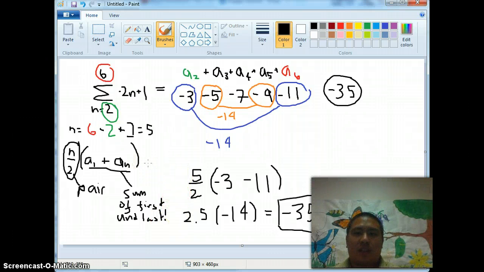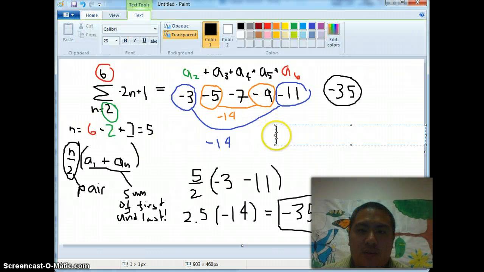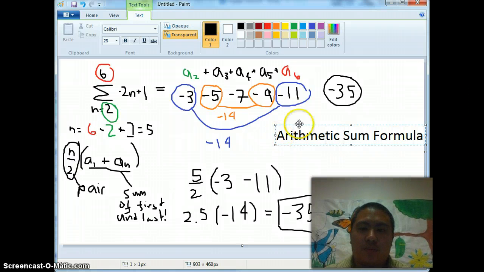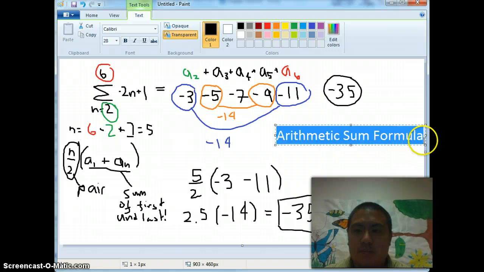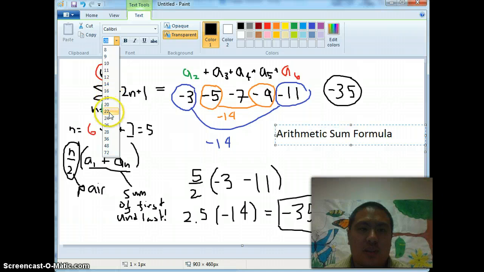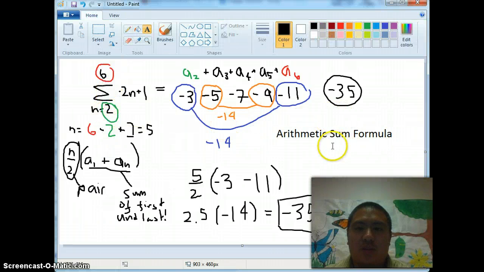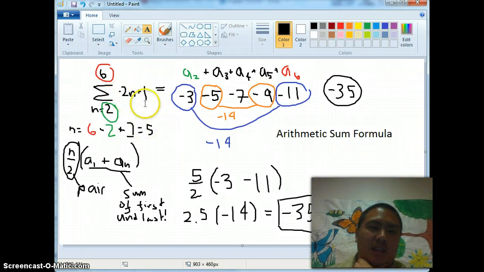Alright, so that's pretty much it as far as summation notation for arithmetic sum. Alright, so it's the arithmetic sum formula, and I'll write that out for you. Arithmetic sum formula. Okay, and this is the shortcut to finding sums of arithmetic sums. And I know we probably didn't actually talk about it that much. Now I think about it, this part inside is an arithmetic sequence, right? And we'll touch on that next time, more so.